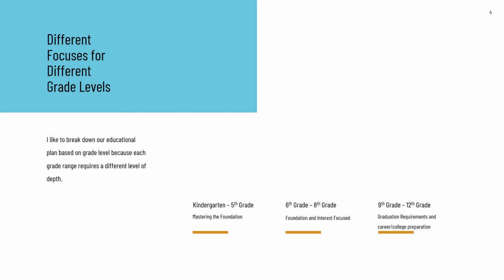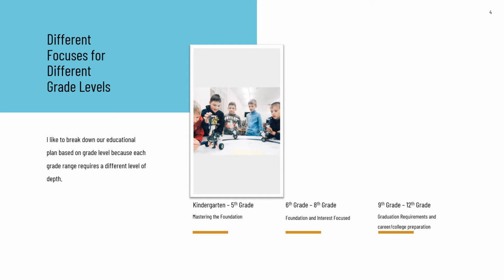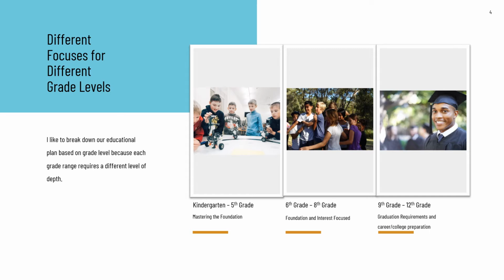Different focuses for different grade levels. I like to break down our educational plan based on grade level because each grade range requires a different level of depth. For kindergarten through 5th grade, my focus is mastering the foundation. For 6th grade through 8th grade, we look at foundation as well as interest focus. For 9th grade through 12th grade, our focus is graduation requirements and career and college preparation.